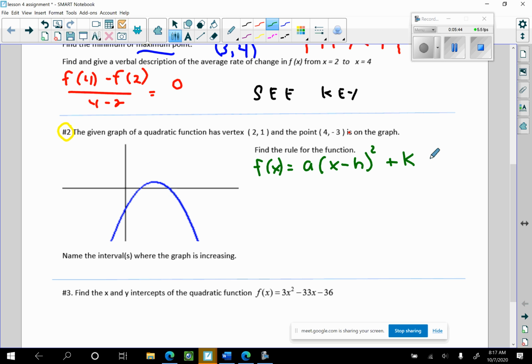So I need an A, I need an H, and I need a K, and I'm given the H and the K for this. The H and the K is (2, 1). So already I know this, because this point here is the (H, K) by definition.